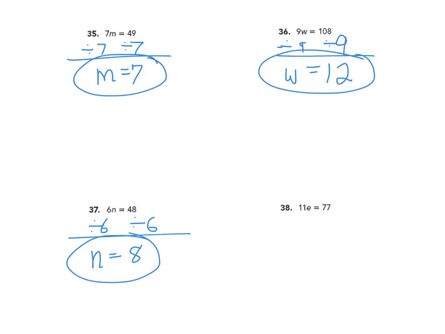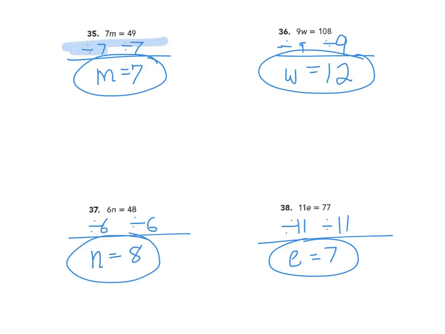If I do the same thing for number 38, I see that 11 times E is 77. If I divide both sides by 11, I don't want 11 E's, I want a single E. So 11 E's divided by 11 is just E, and 77 divided by 11 is just 7. I know it works because 7 times 11 is 77. What you'll notice for all of these is that we've balanced in every single case.